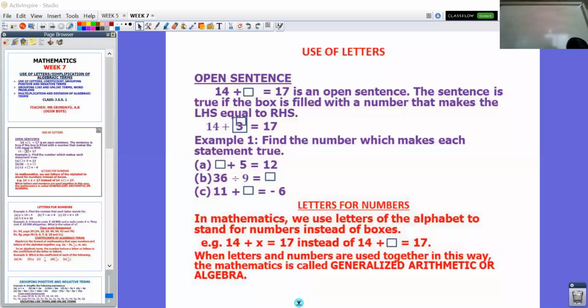So I want you to do question B for me. Send in your results for question B and C. The first question, the box plus 5 equals 12, means what will be in the box is 7 to make it true. So 7 plus 5 will be 12. But for the second one, I want you to do it for me. You say 36 divided by 9 equals box.